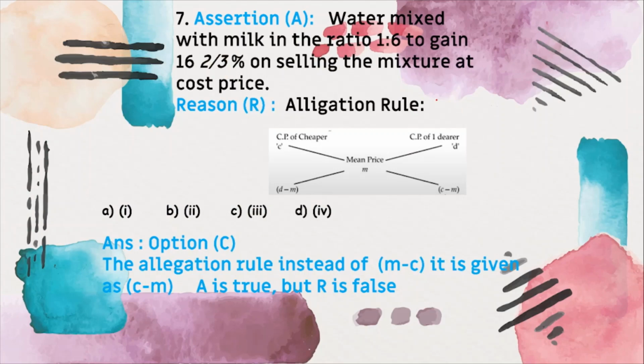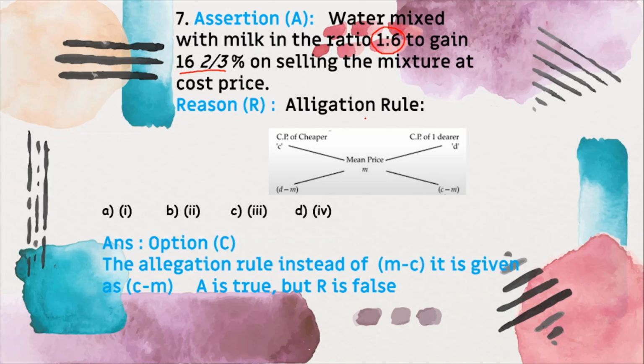Question 7. Water is mixed with milk in the ratio 1:6 to gain 16 2/3% on selling the mixture at cost price. So to make a profit of 16 2/3%, they made the ratio of water and milk 1:6. It is the assertion. They told this is the profit percentage, this is the ratio, both things are given. For the reason, they have given the allegation rule.